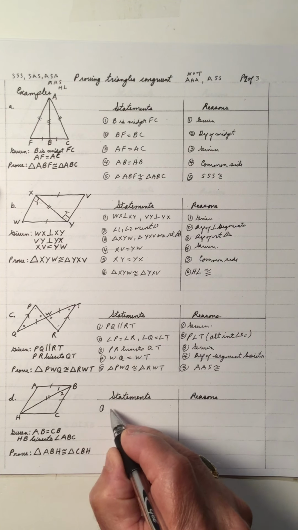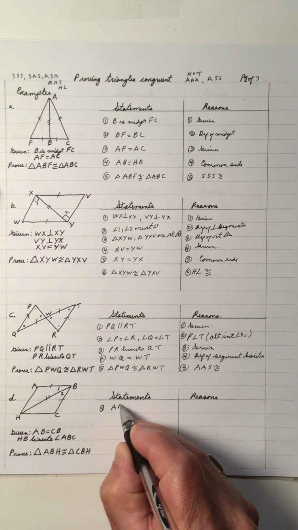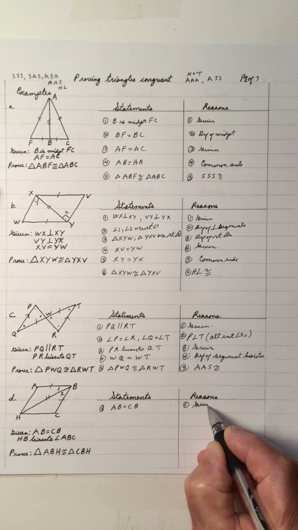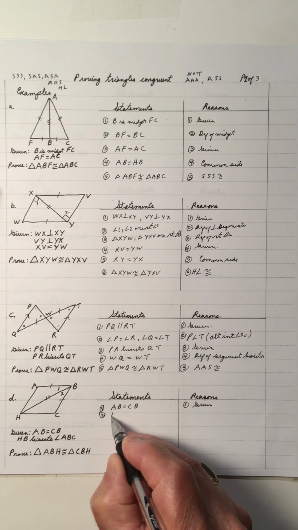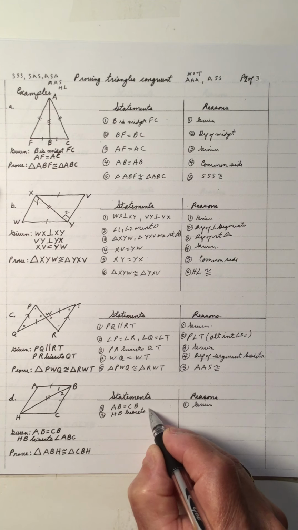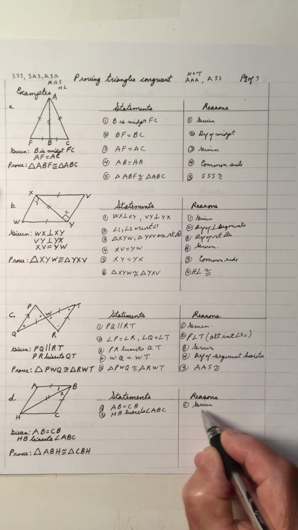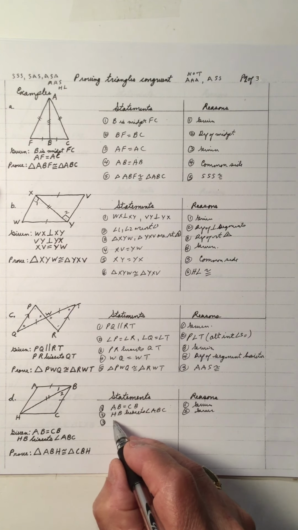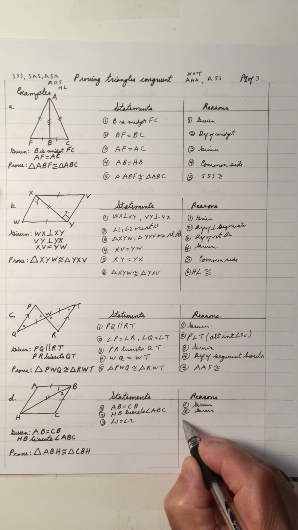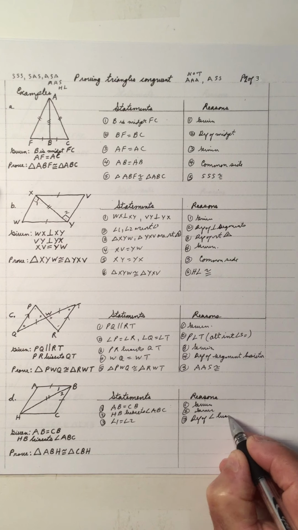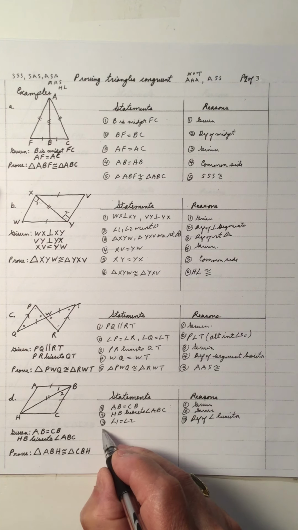So here we go. I got the proof laid out. Number 1, AB is equal to CB, given. Number 2, HB bisects angle ABC, and that's also a given. I could put the two of them in one, I only had one. And now I have angle 1 equals angle 2, definition of angle bisector.